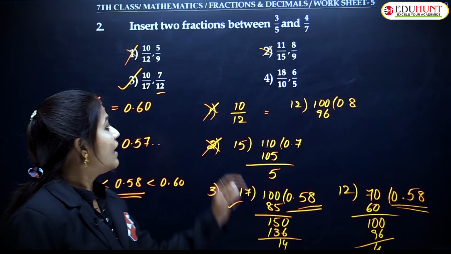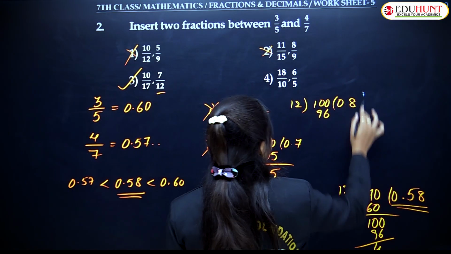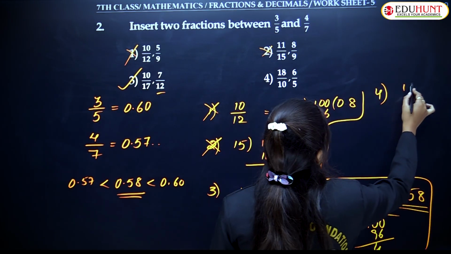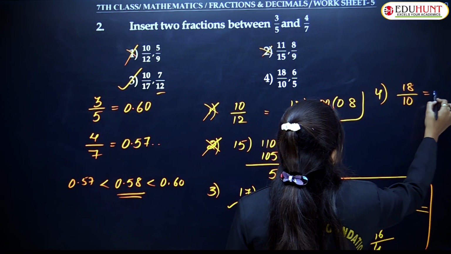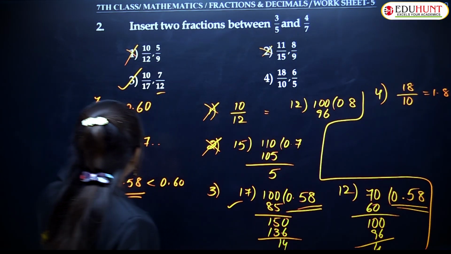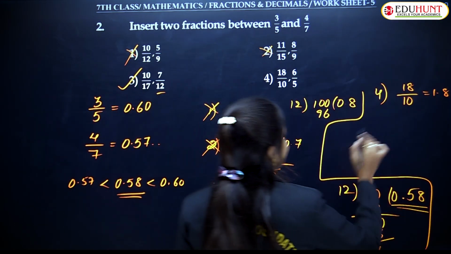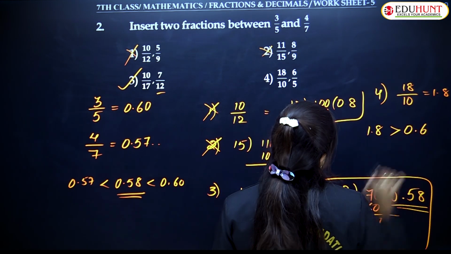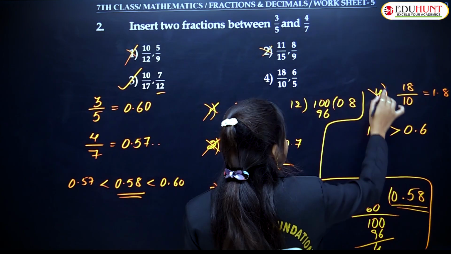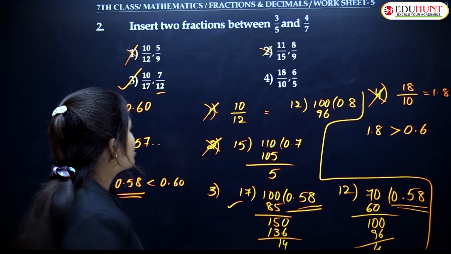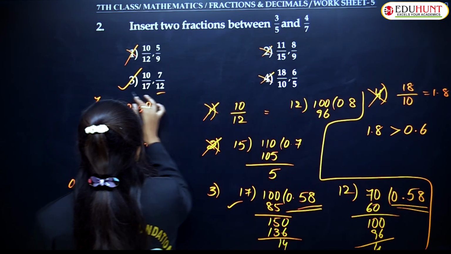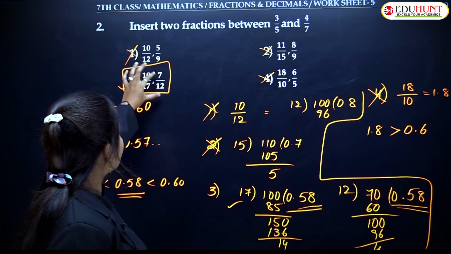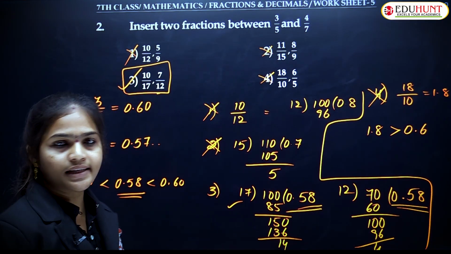But still another option is there to check. See here, what is that other option? Fourth option, 18 by 10, which is equal to 1.8. 1.8 does not lie in between. 1.8 is greater than 0.6. Understood? That's why this is not satisfying. Understood, ma? Then which option is correct here? Option 3 is correct, that is 10 by 17 and 7 by 12. Am I clear, children? Yes.